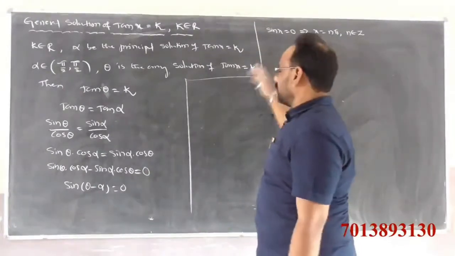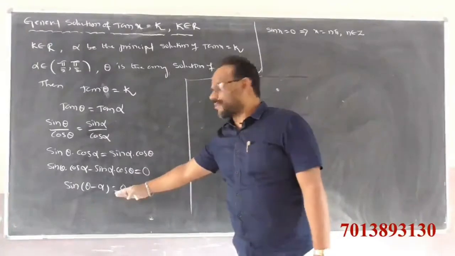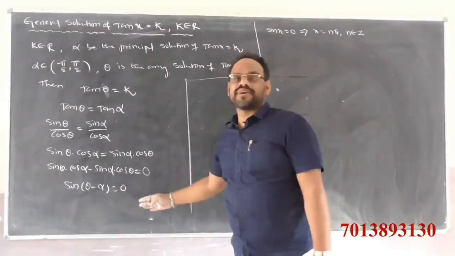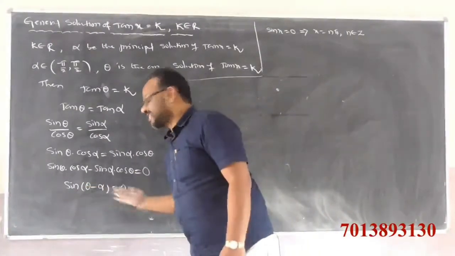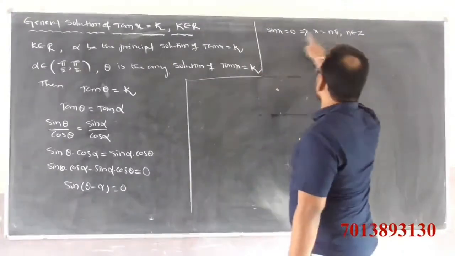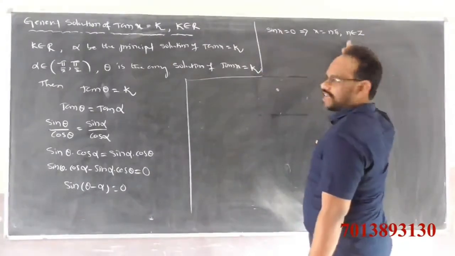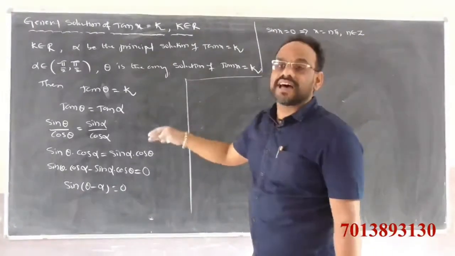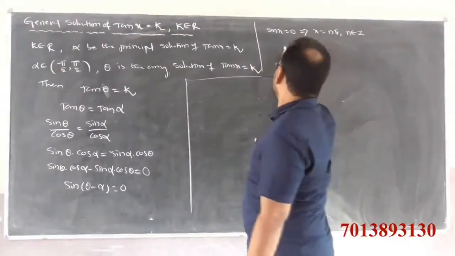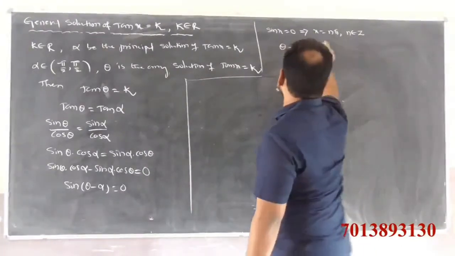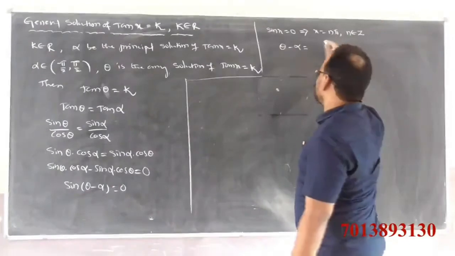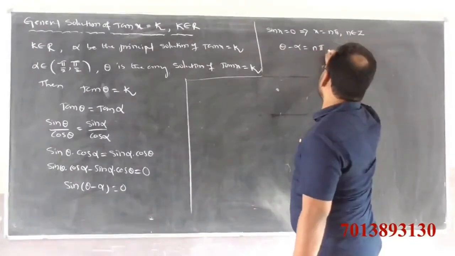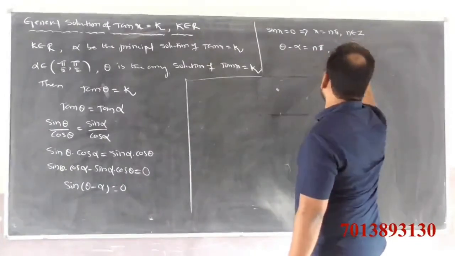We want the general solution of sin(theta minus alpha) equal to 0. That means sin x is equal to 0, and sin x is equal to 0 means x is equal to n pi. So sin(theta minus alpha) is equal to 0 means theta minus alpha is equal to n pi, where n belongs to Z.